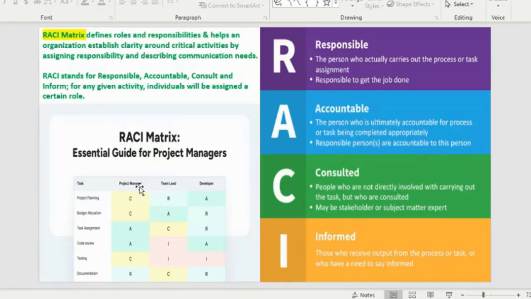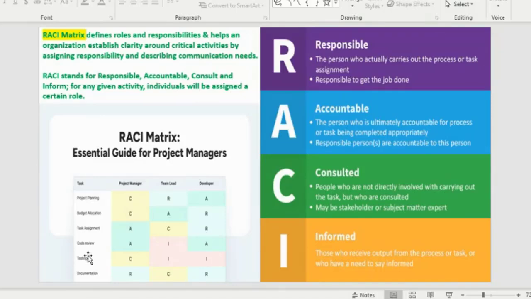You see that you have a project manager here, you have the team lead here, and you have the developer. Now for project planning, the project manager is the consultant, the team lead is responsible, and the developer is accountable. For budget allocation, the project manager is consulted, the team lead is accountable, and the developer is responsible. Now, for the task assignments, the project manager is accountable, the team lead is consulted, and the developer is responsible.